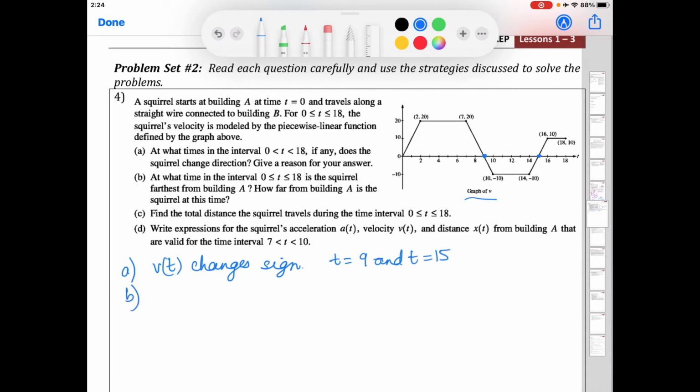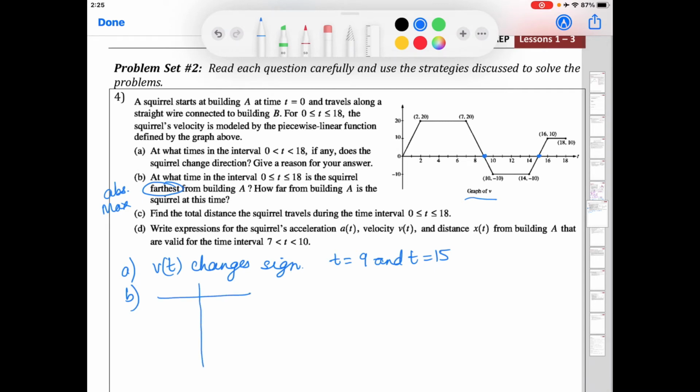Part B is asking: at what time in the interval between 0 and 18 is the squirrel farthest away from the building? Farthest away means you're looking for your absolute max. How far from building A is the squirrel at that time? So I need to find that value.